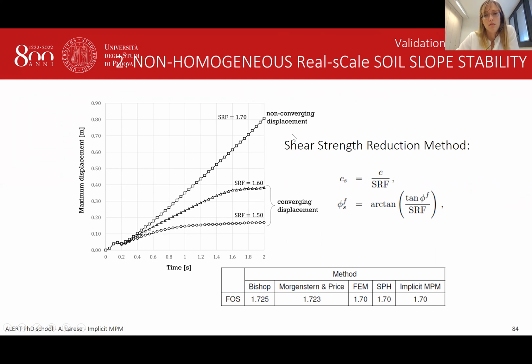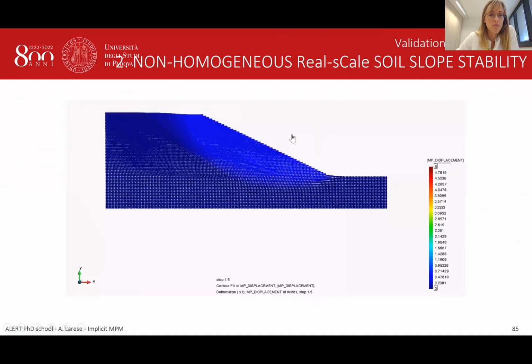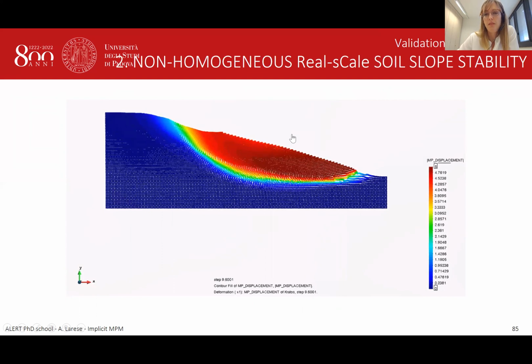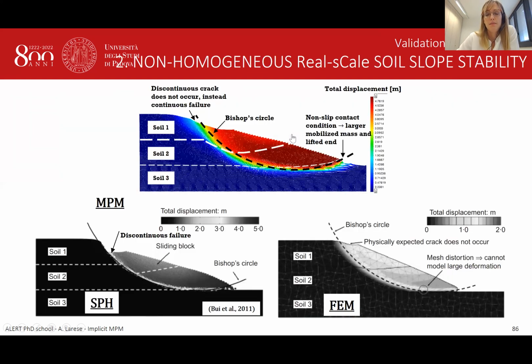And this is analogous to what was obtained in the literature review. Then a classical failure analysis of a slope made by 3. What can we see? What can we analyze on the dynamics of this failure?